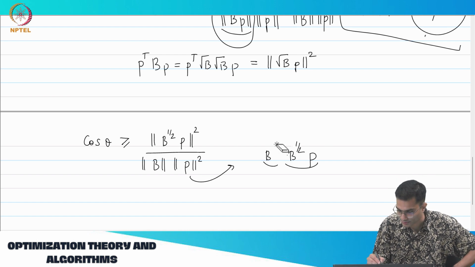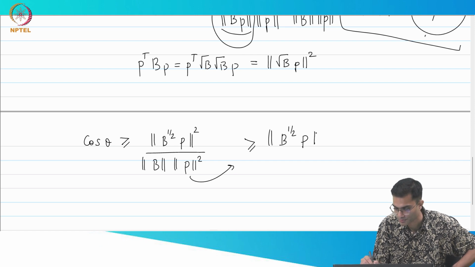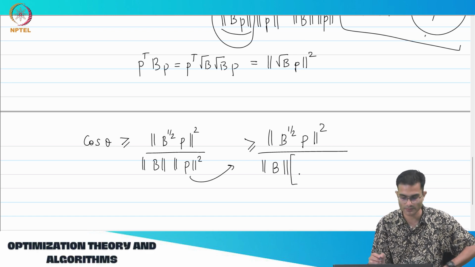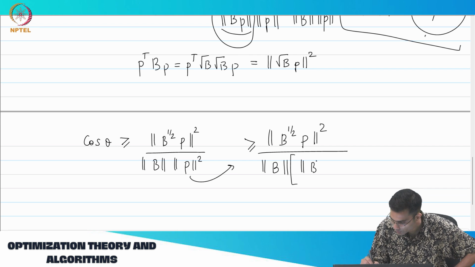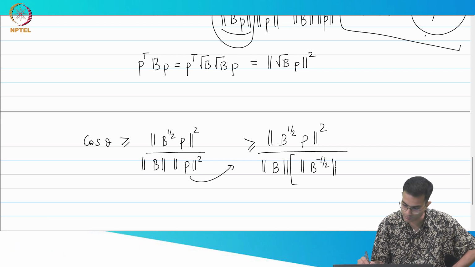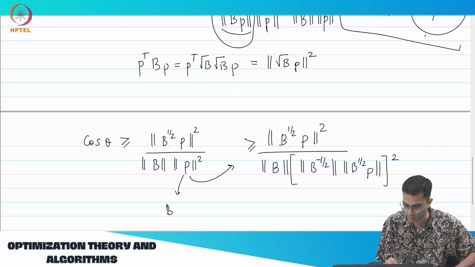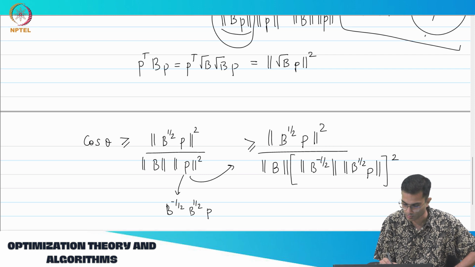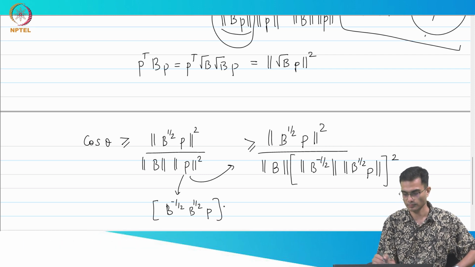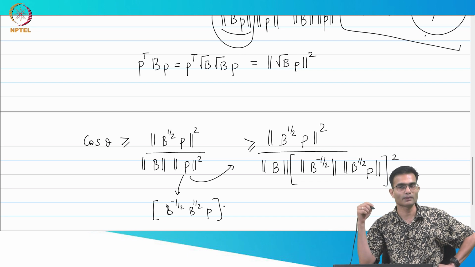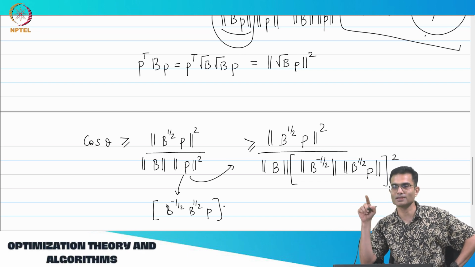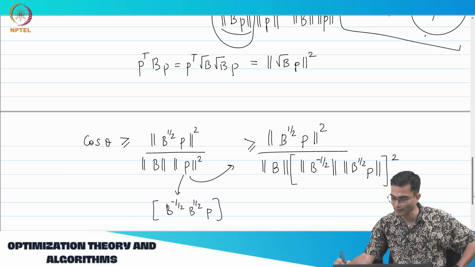So let's get rid of this over here. I'm going to write this as norm of B to the half times P squared. This B remains over here. And now here is where I split it open. So I have B to the minus half, then B to the half times P, and this whole thing is squared. Is the inequality still valid? I used that the norm of A into B is less than or equal to the norm of A into the norm of B. So I've used that trick a second time.